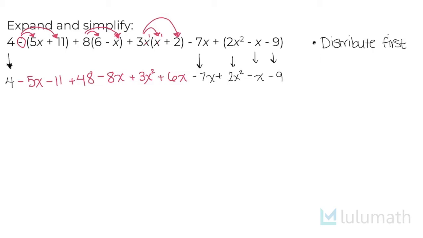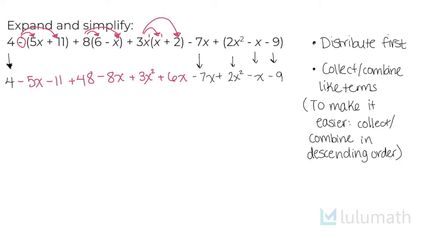So we distribute first, and then afterwards we will try to collect or combine like terms. And to make things easier, collect or combine your like terms in descending order from the beginning to save yourself an extra step. So I'm going to scan everything I see here, and I'm going to look for the highest exponent, and I can see that my highest exponent is x to the power of 2. So if I see here, I have a 3x to the power of 2, or a 3x squared, and I have a 2x to the power of 2, or a 2x squared. And 3x squared plus 2x squared, when I put them together, gives me 5x squared. And I'm done with my x squared terms.